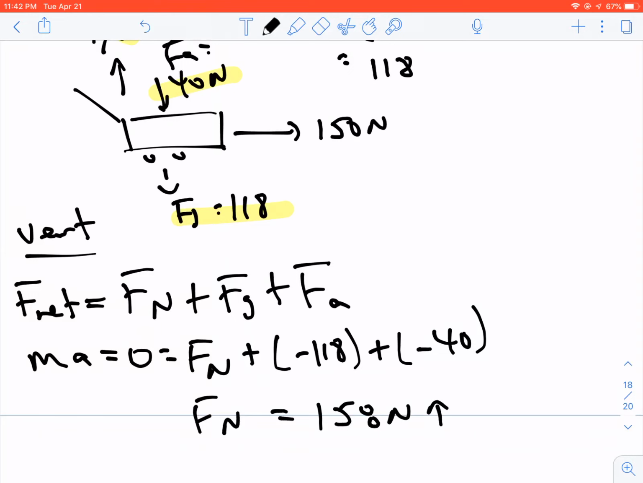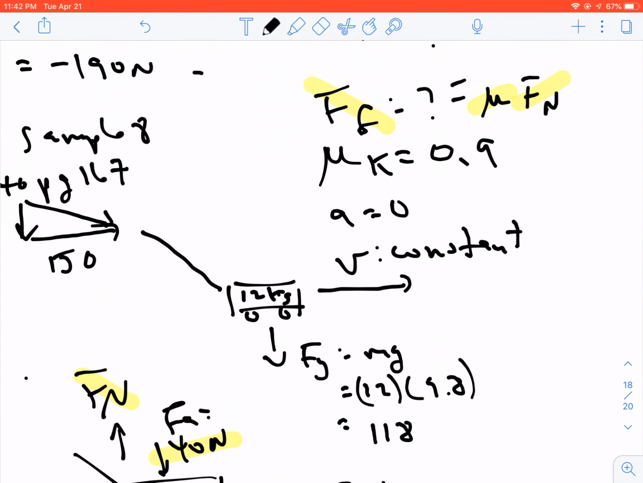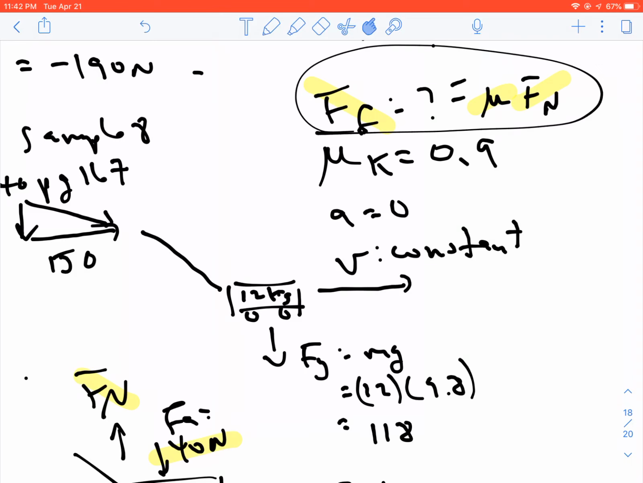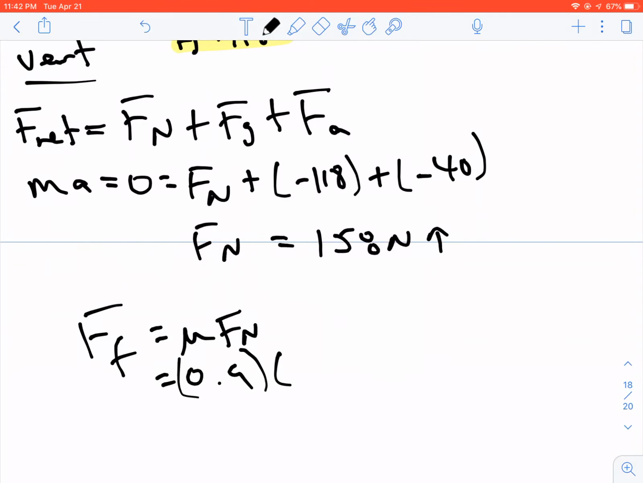Now I can go back and calculate my frictional force way back here, because I know mu times the normal. So let's just go back down. Now I know my normal, so I can calculate my frictional force: 0.9 times the normal, 158. Now notice that, 142 newtons.